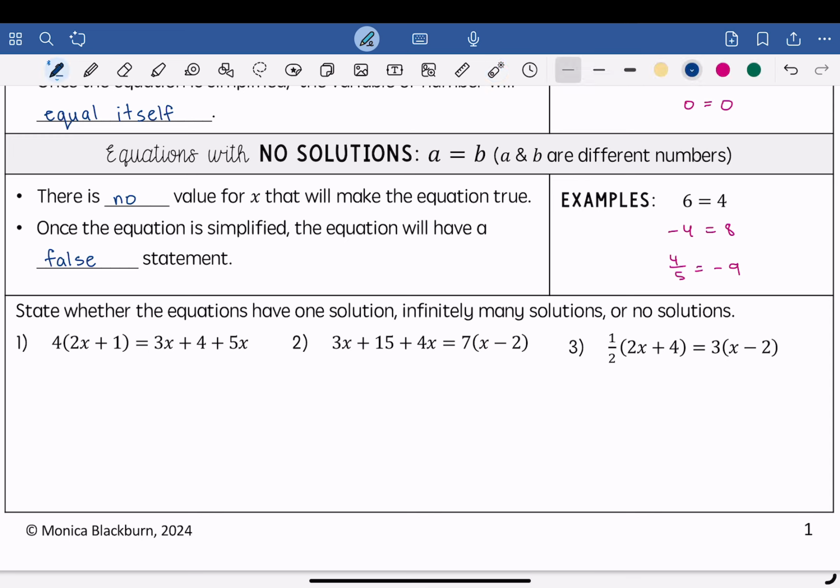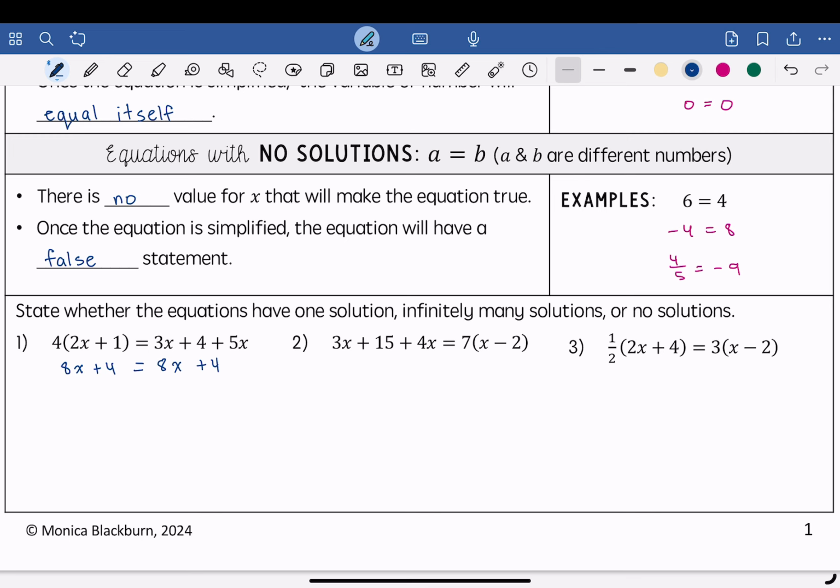Okay, so I'm going to get rid of the parentheses by applying the distributive property. So 4 times 2x is 8x. 4 times 1 is plus 4, which is equal to, I can actually group my x terms here together. So 3x plus 5x is 8x plus 4. So I can see that my left side equals exactly my right side. The coefficients of x are the same and the constant is the same as well. But I'm just going to continue on.